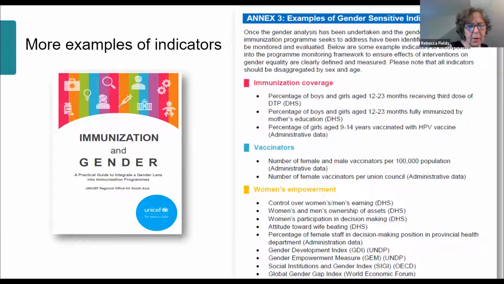And then there are several proposed indicators on women's empowerment. Most of these are not specific to immunization. They're really useful indicators, but they're not specific to immunization. Some of them come from different types of indices. For example, the Gender Development Index, about 5 or 6 bullet points down from UNDP, the Gender Empowerment Measure. But again, they're not specific to exactly which sorts of interventions we may be introducing to try to address and reduce gender barriers to immunization. Next slide, please.